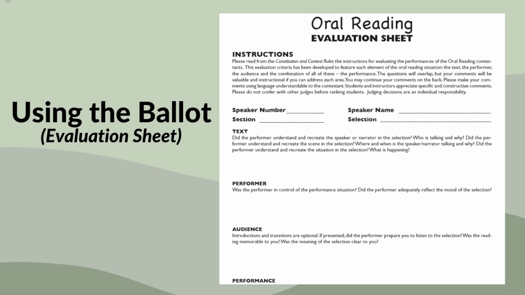The form is divided into 4 key areas. Text. Did the student understand and clearly convey the meaning, setting, and situation in the selection? Performer. Did the student stay in control and reflect the mood of the piece? Audience. Did the reading connect with you and make the meaning clear? Performance. Did the student use voice, pacing, and expression to bring the piece to life?